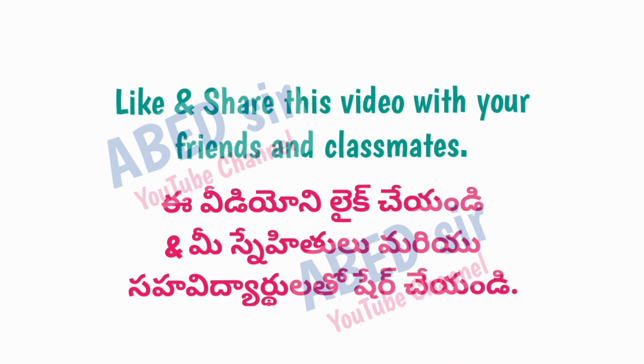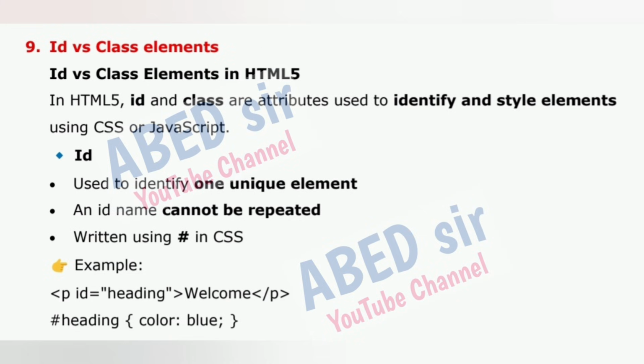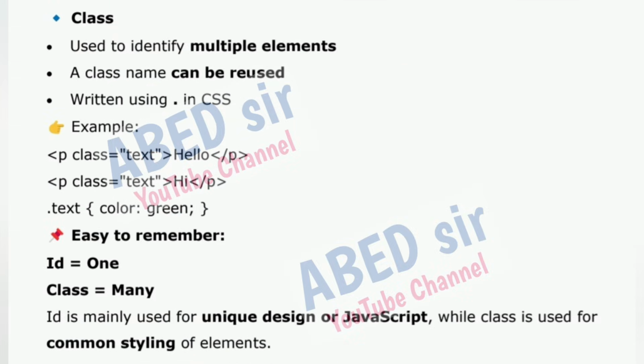Next important short question is 9. ID versus class elements in HTML5. In HTML5, ID and class are attributes used to identify and style elements using CSS or JavaScript. ID is used to identify one unique element. An ID name cannot be repeated. Written using hash in CSS. Example: p id is equal to heading, welcome, /p. Hash heading, color blue.